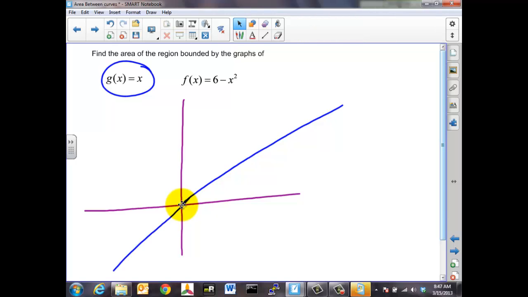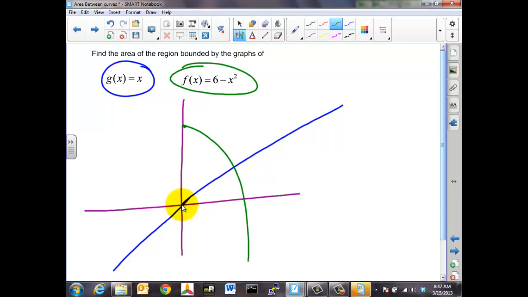That's a parabola. What's special about this parabola? It's upside down and it's 6 up the y. So here's 6 up, and it's upside down. And that's all we got.